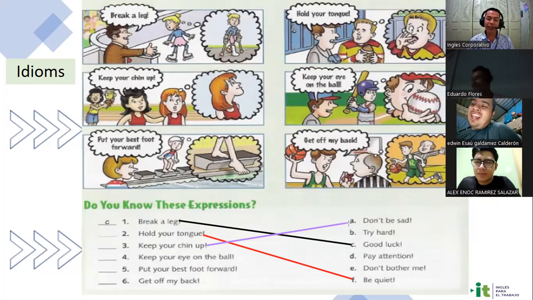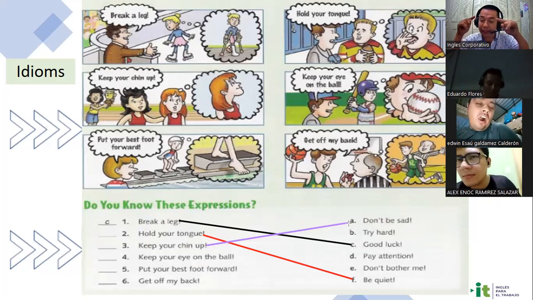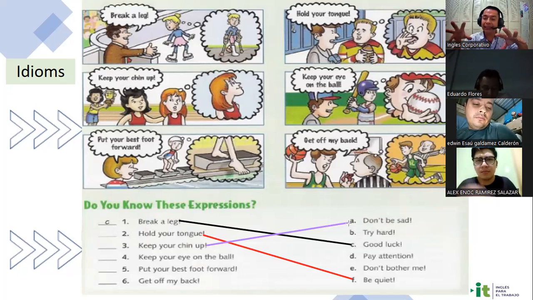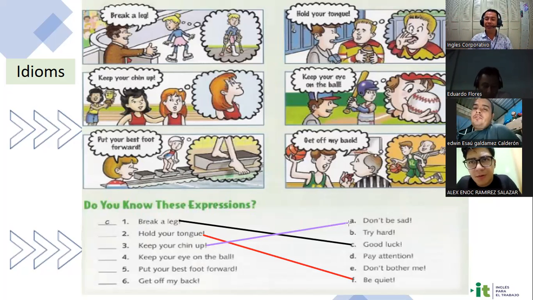Keep your eye on the ball. Keep your eye on the ball is pay attention. Right? Enoch, keep your eye on the ball. Keep your eye in the class. Right? It's pay attention. Pay attention, right?